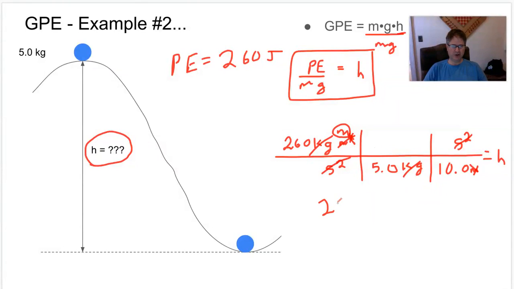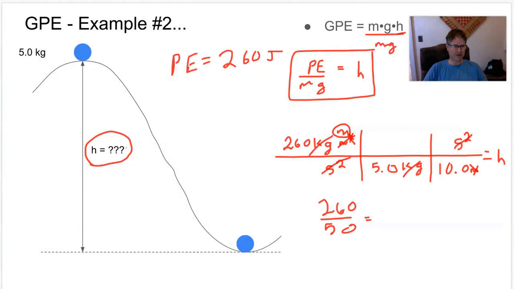Now, do the math. So I'm going to do 260, and yep, I didn't pick a very good number. 5 times 10 is 50. So whatever this equals, I'm going to have to come down here and grab a calculator because it's too dark in my room here for this to actually work. So I have a calculator here. You have to trust me.